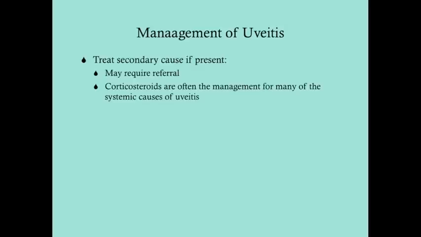Uveitis is a chronic disease in many cases, especially if there is a secondary cause behind it, like an immune cause, like inflammatory bowel disease, psoriatic arthritis, ankylosing spondylitis, JRA. And so in those cases, these patients will often develop multiple bouts of uveitis or have chronic uveitis. In sporadic cases like acute anterior uveitis, that may just be a once-in-a-lifetime event. But it's very important to know if there is a secondary cause, be it immune or infectious.